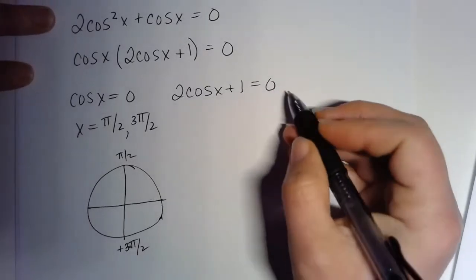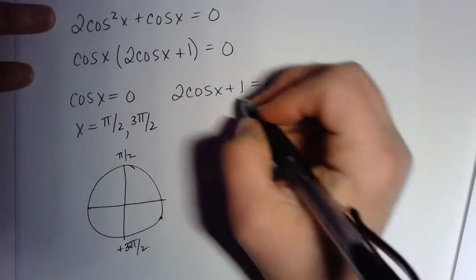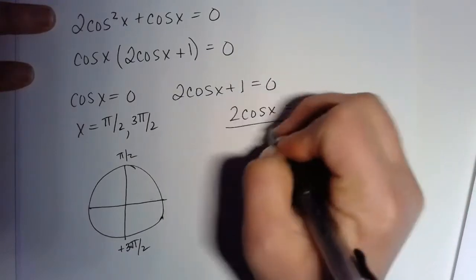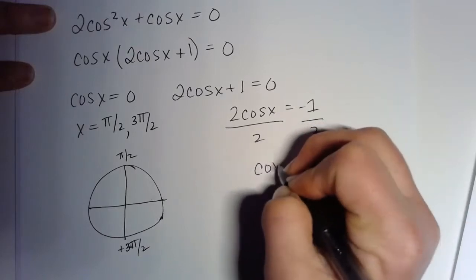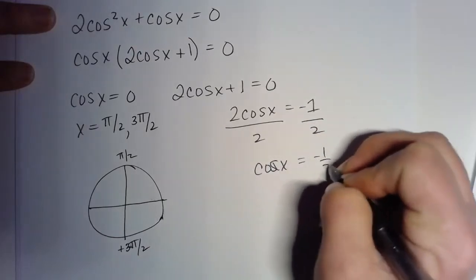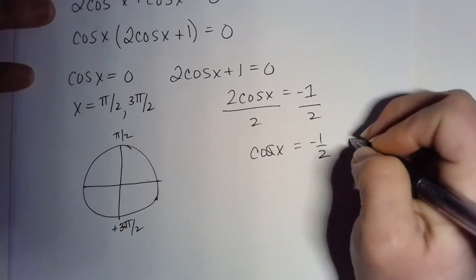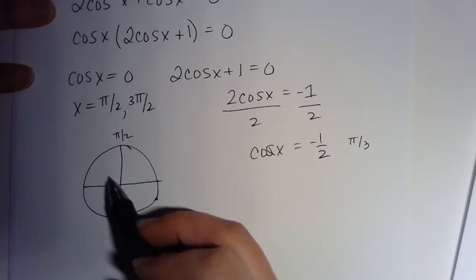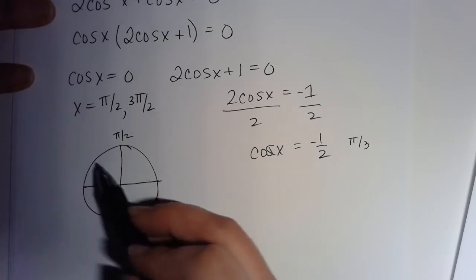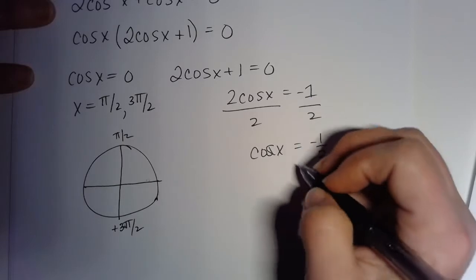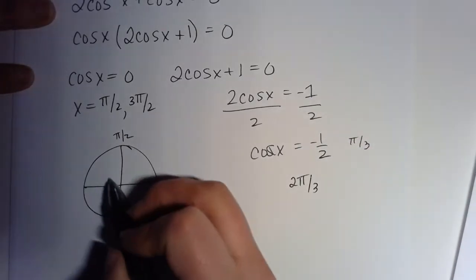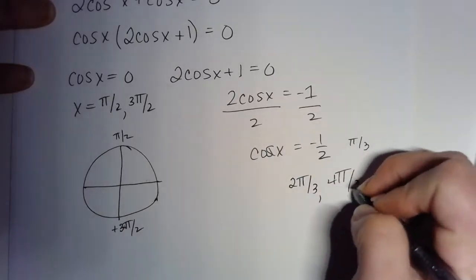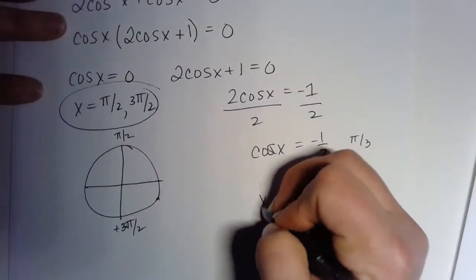And then I want to solve this one as well, so I'm going to have to move the 1 to the other side. 2 cosine of x equals negative 1. I divide by 2, and I get the cosine of x is negative 1/2. I know that that must be some version of a pi over 3. Cosine is negative in quadrants 2 and 3 because they're the negative x quadrants, right? So that would be 2 pi over 3, that's up over here. And then this one would be 4 pi over 3. So I have 4 different values.